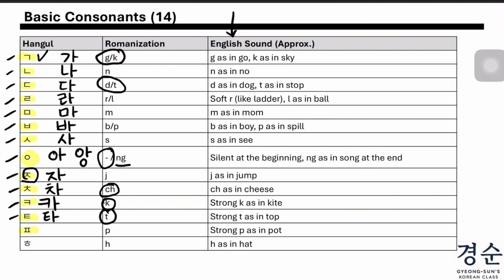And the following one, I think by now you can guess how this is pronounced, because it's a P instead of between B and P. So this is a strong P as in pot. We are blowing out air. If we combine this P with A, it is pronounced as pa. Pa. So we are blowing out air.